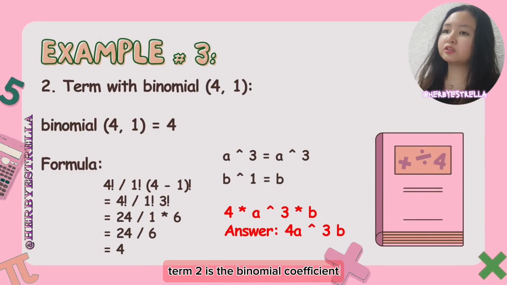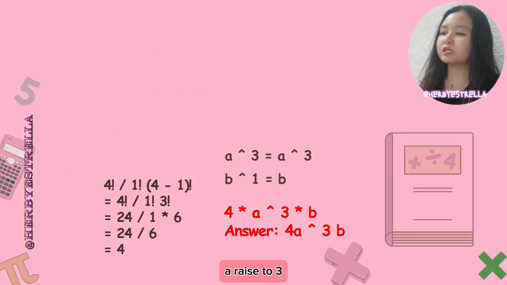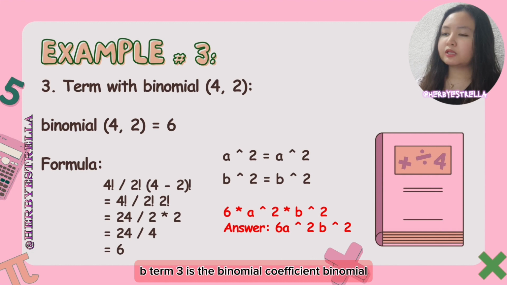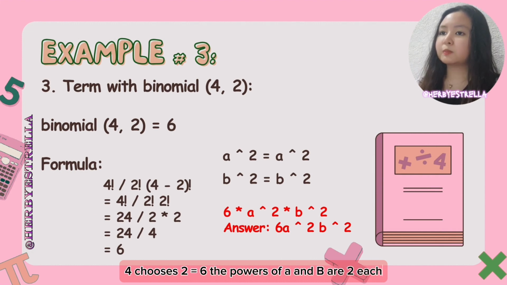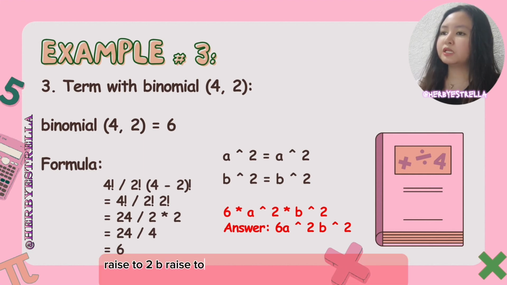Term 2 is, the binomial coefficient 4 choose 1 equals 4. The powers of a and b are 3 and 1 respectively. Multiplying these together, we get 4a^3 b. Term 3 is, the binomial coefficient 4 choose 2 equals 6. The powers of a and b are 2 each. Multiplying these together, we get 6a^2 b^2.